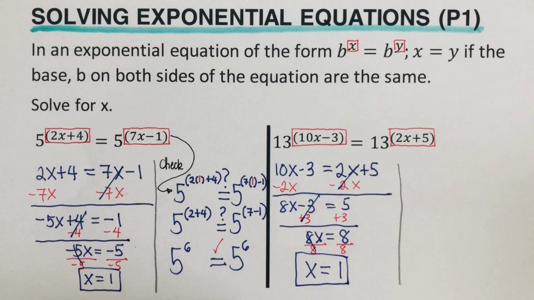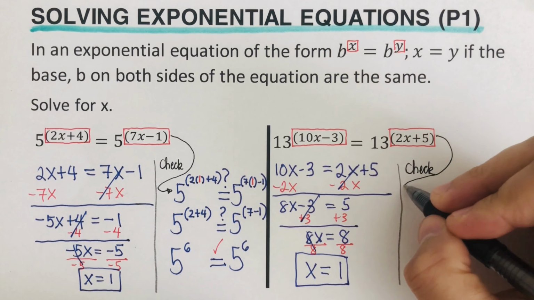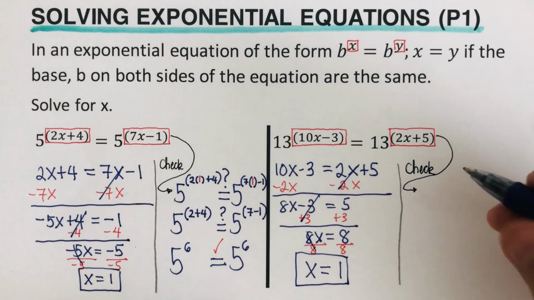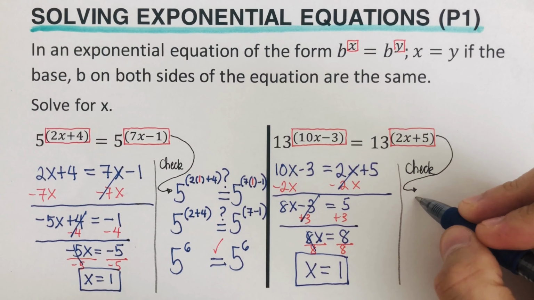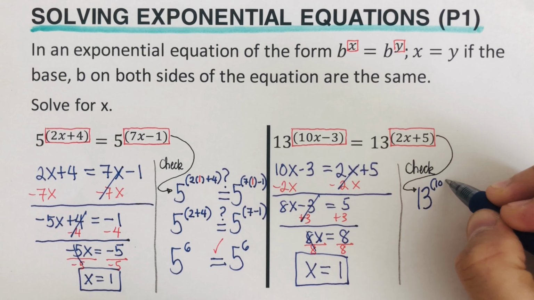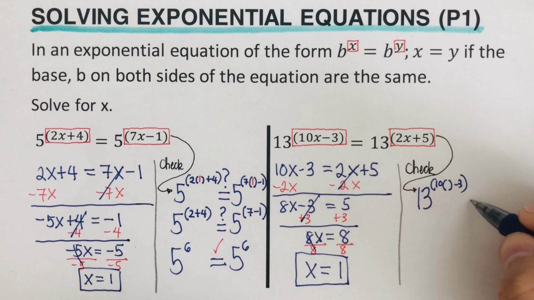So what we do is we plug the value of x that we got into the original equation that we have up there. So let's see if that will equal each other. So that's 13 to the power, that's going to be 10, and then we put in the x that we got, minus 3. Is that equal? We're not sure of it yet, so I put a question mark on it.